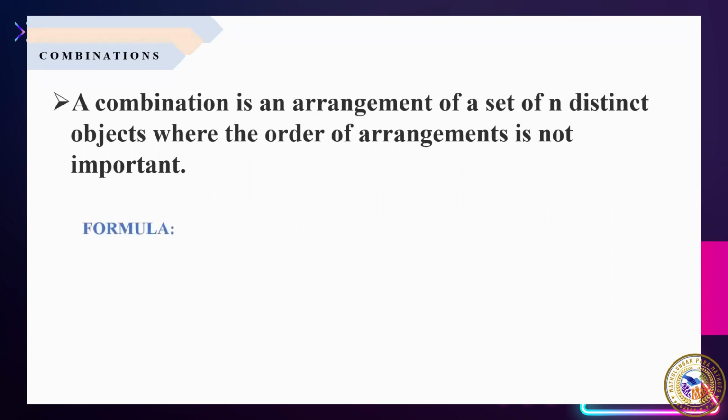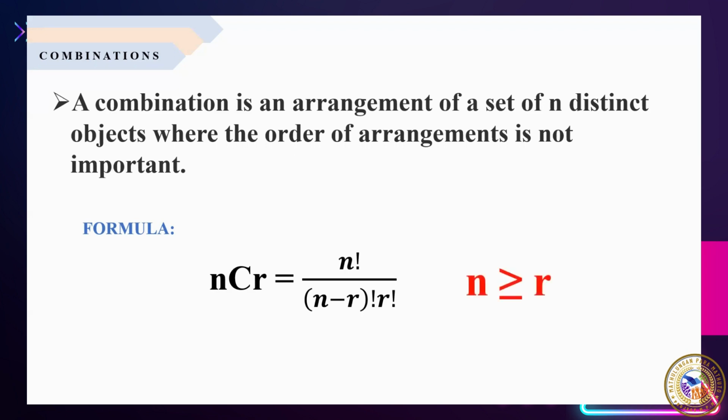And there is only one formula when it comes to solving combination. That is, the combination of n taken r at a time is equal to n factorial all over the quantity of n minus r factorial times r factorial, where n is always greater than or equal to the value of r. So, ibig sabihin, ang n ay laging mas malaki o kaya naman same value siya ng r natin.